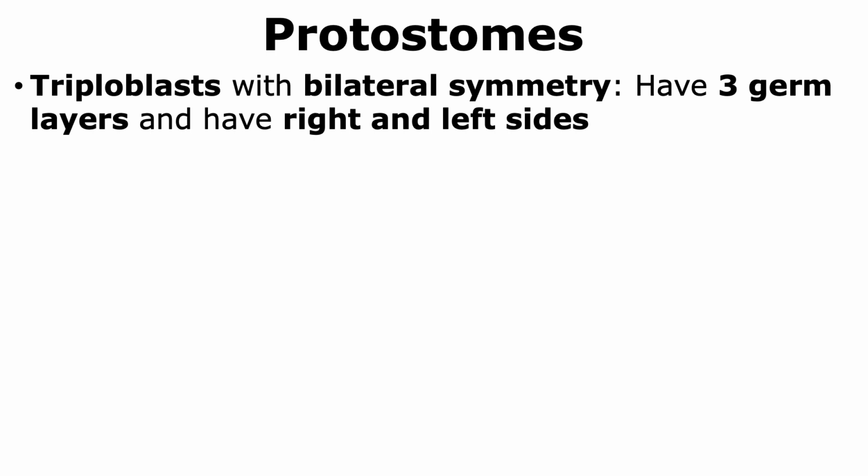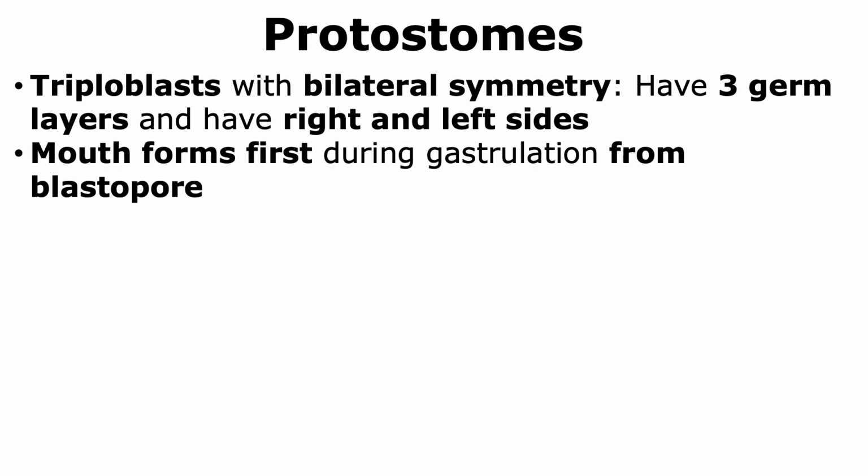Now, protostomes, which is the next group, are triploblasts that show bilateral symmetry. So, when we say that they're triploblasts, we mean that they have three germ layers. And when we say they have bilateral symmetry, it means they have a right and a left side, like us. In the case of protostomes, the mouth forms first during gastrulation. In fact, that is what protostome means. Proto means first, stoma means mouth. Thus, the mouth forms first during gastrulation as compared to the anus that forms later.